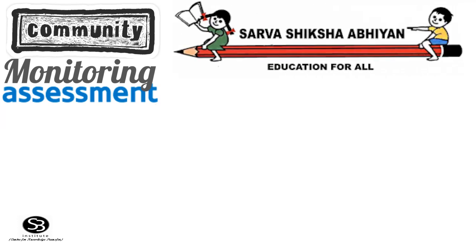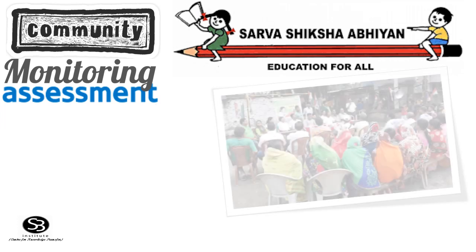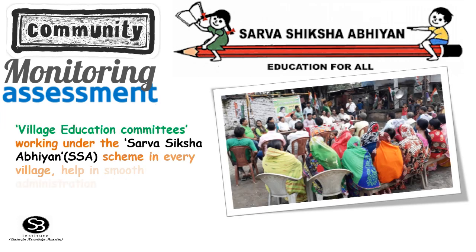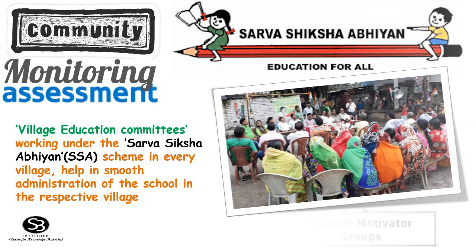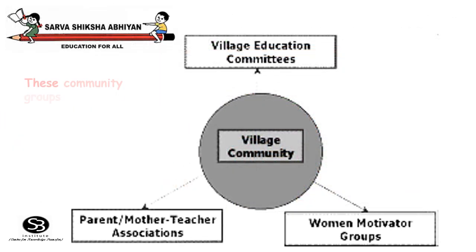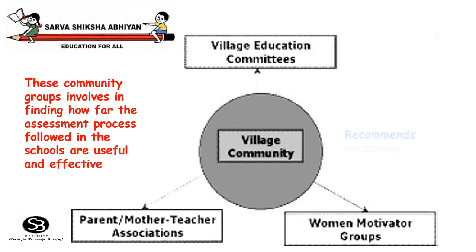Community-based monitoring assessment in SSA. SSA means Sarva Shiksha Abhiyan. They help in smooth administration of school in respective villages. Also, this group is involved in finding how far the school is being effective and useful in this particular assessment. After finding out, they recommend what are all the necessary corrective measures to be done.